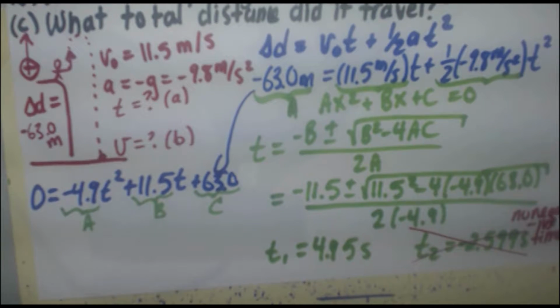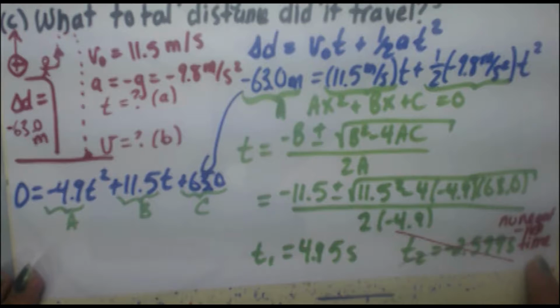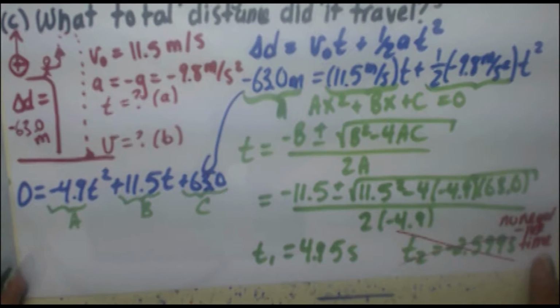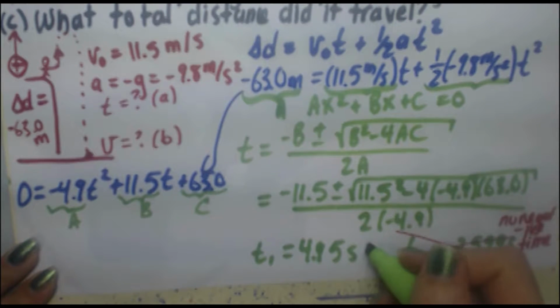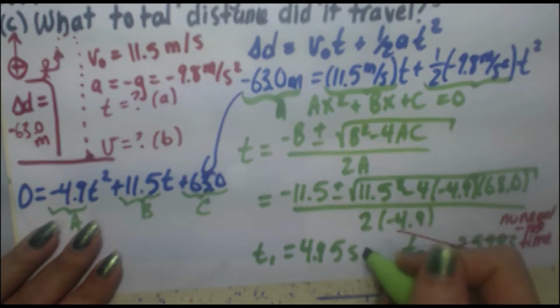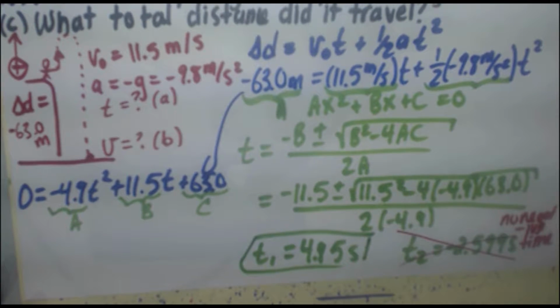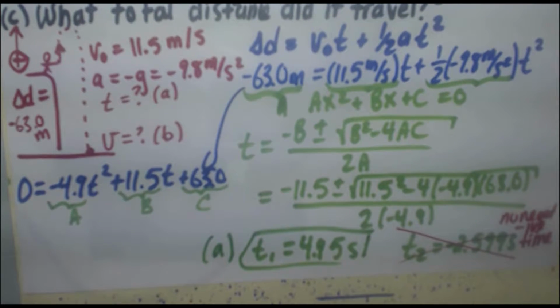Generally speaking, people want to see why you crossed it out, so always write a little short blurb. Don't just cross it out because it'll look like you just did process of elimination or eeny, meeny, miny, mo. Always write a small little thing there to save your butt. So this is our time. t equals 4.95 seconds. That's how much later it reaches the bottom of the cliff. So there you go. That's the answer for part A.